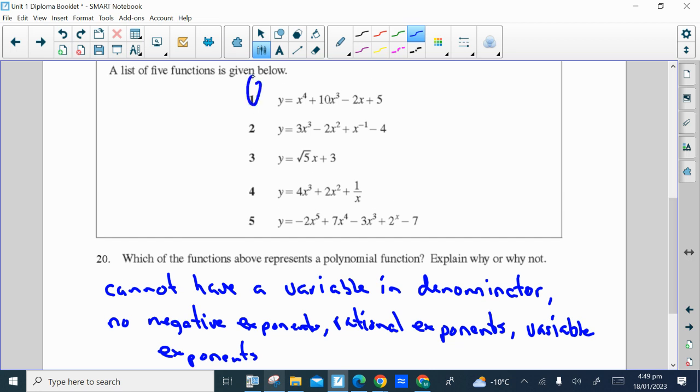So the first one is, second one is not, because the x to the negative 1. Three would be, doesn't matter that you have an irrational coefficient. 4 is not, because you have 1 over x. That's the same thing as x to the negative 1. And 5 is not, because you have 2 to the x. So the only ones that are real polynomial functions would be equations 1 and 3.